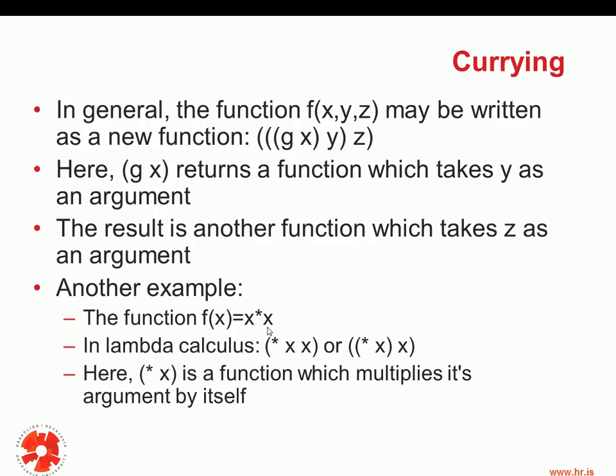So just to give another example, if we have a function f of x equal to x times x, or x squared, in lambda calculus we can write it as star x x, or if we derive it using the context-free grammar, we would get star x inside parentheses and then x. So star x here is a function which multiplies its argument by itself, and then we send x to that function. We will come back later to currying when we discuss the programming language ML.